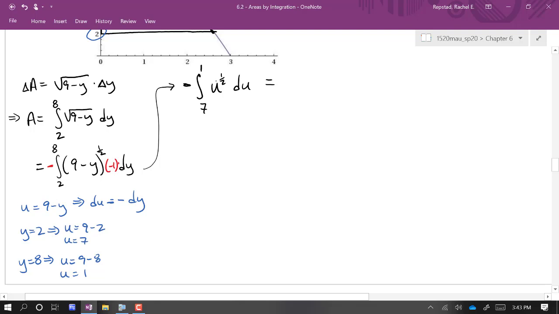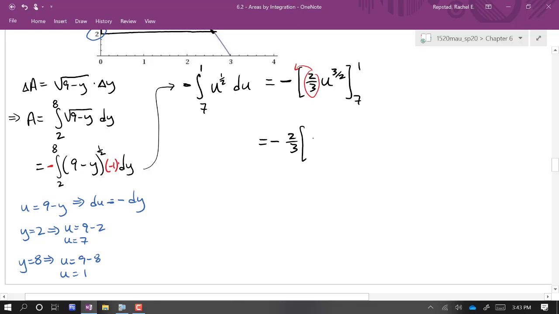Now this integral is a power rule integral, so I'm going to bring the negative sign over. If I integrate u to the 1/2 using the power rule, I get 2/3 u to the 3/2 power from 7 to 1. Now I'm going to do one thing that'll help simplify this. I have this factor of 2/3 on the result of integration, so I'm going to pull that factor out. So we get a negative 2/3, and then inside u to the 3/2 from 1 to 7.